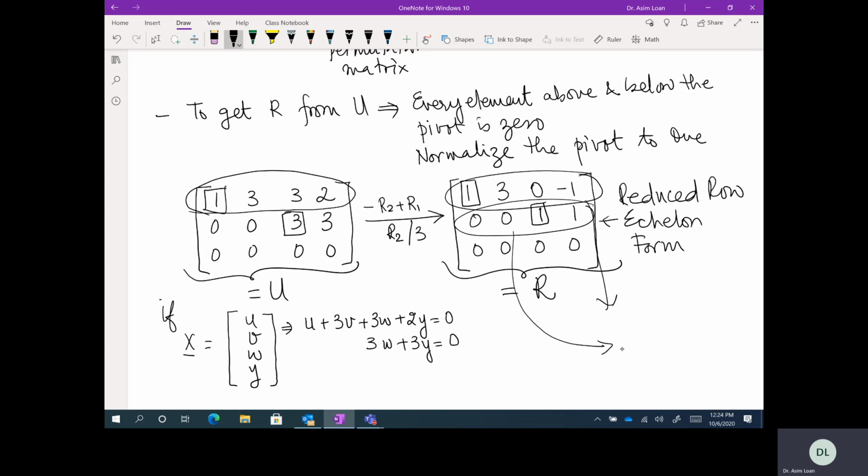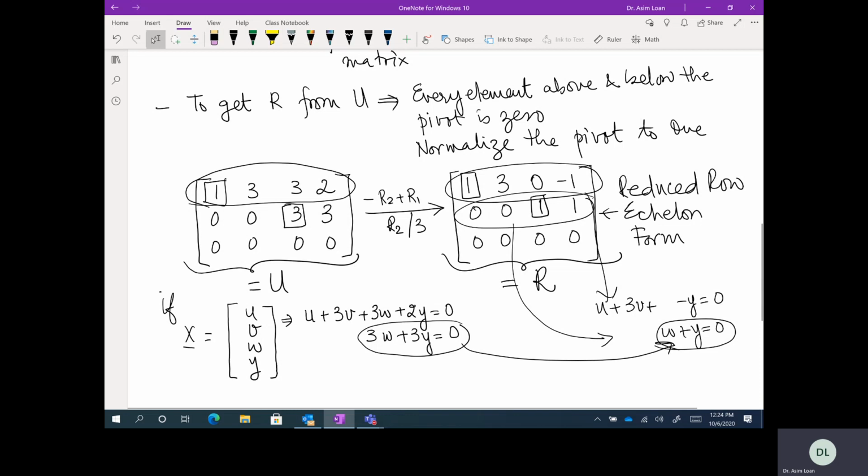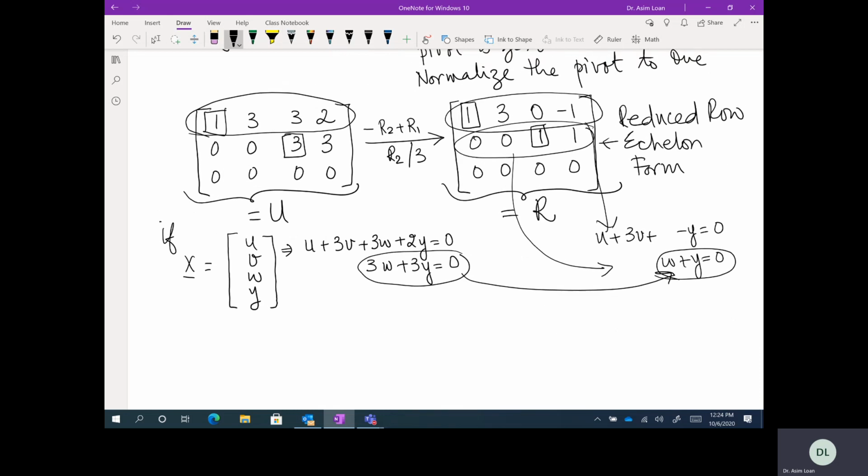So this equation here is w plus y equals 0, and this one is u plus 3v plus 0w minus y equals 0. This is much easier to manipulate if we know the coefficients are 1. That is the difference between the echelon form and the reduced row echelon form, where we make everything above and below the pivots equal to 0.